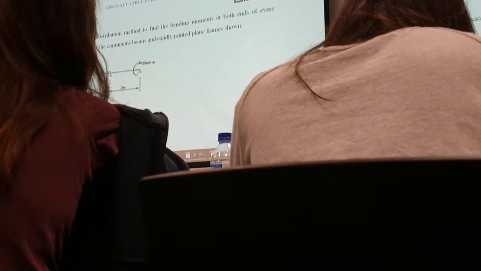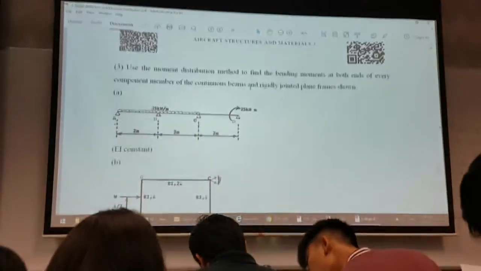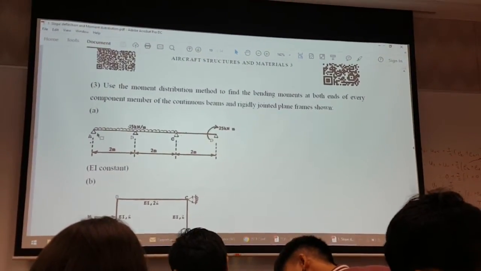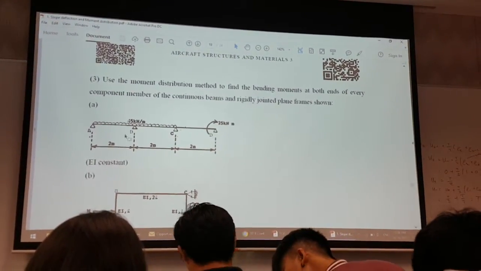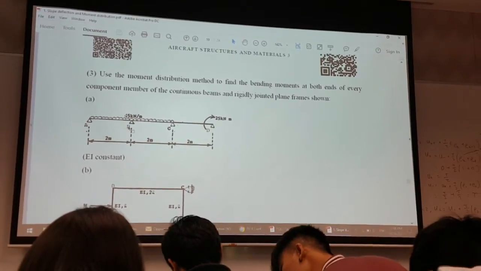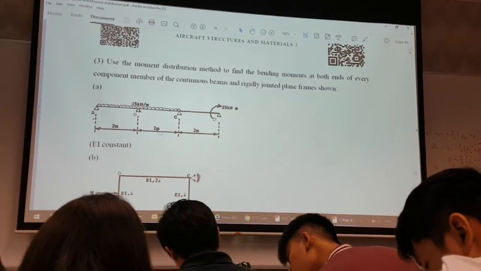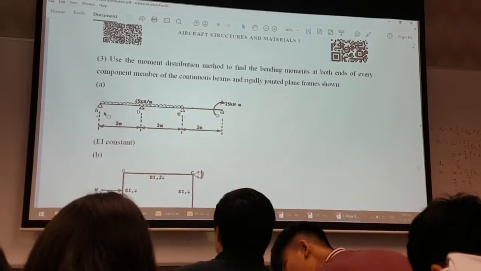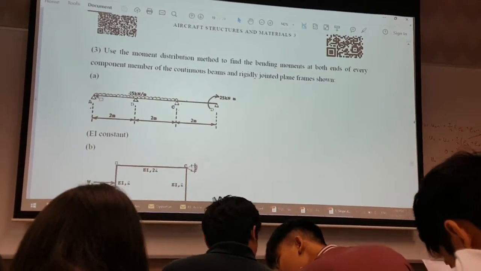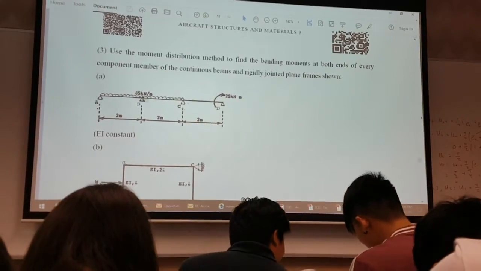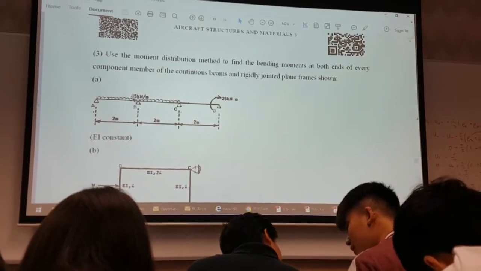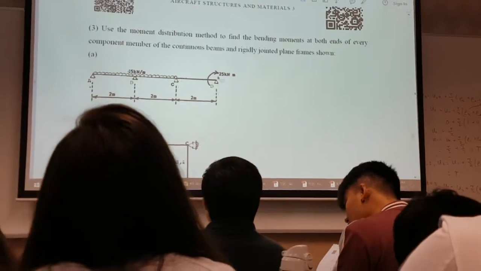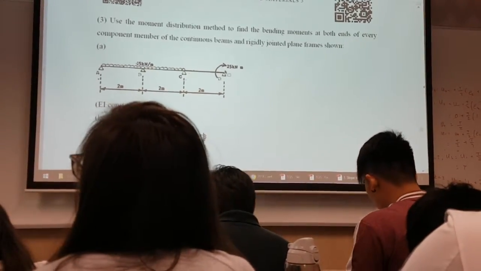So for question 3, you know that this is going to be the structure, right? This structure has 4 nodes: A, B, C, and D, and these are the distances. The loading condition is a uniformly distributed load of 45 kilonewton per meter between members AB and AC, and there's going to be a moment about point D.